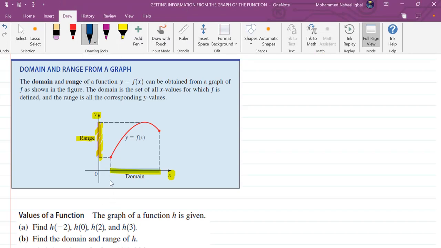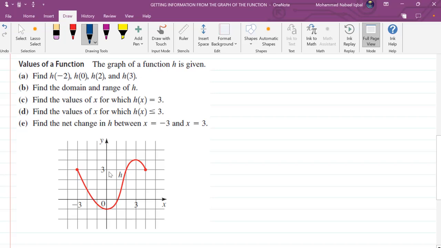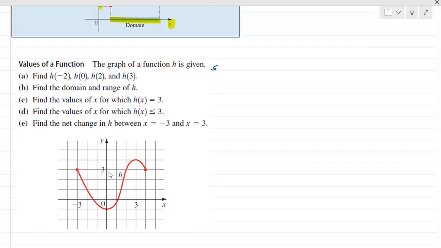In this question, the graph is given. You have to find the following things. First is solution A. From the graph, I have to find h of minus 2, h of 0, h of 2, and h of 3.